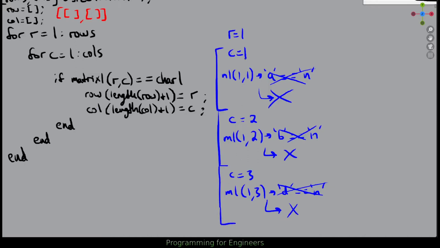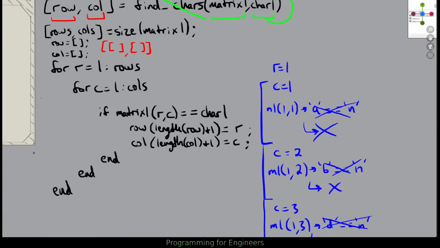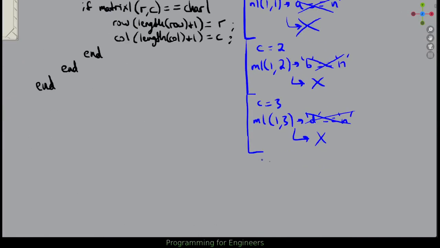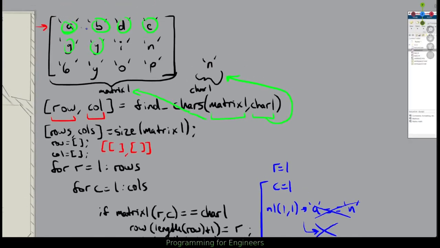And we'll keep doing this. We'll do C equals 4. That will not be true. And then we'll end this for loop, circle back. So let's look at that one just for clarity's sake. Then R equals 2, and then C equals 1, because we started this for loop again. So R is 2, C is 1.